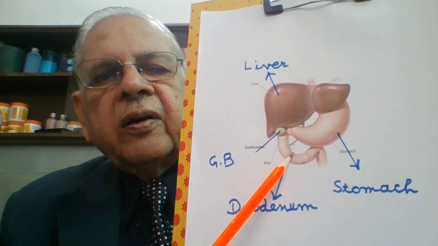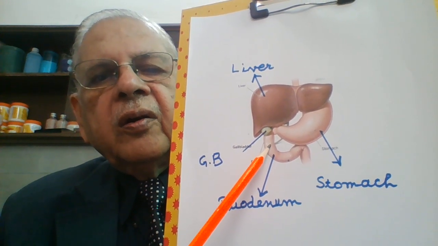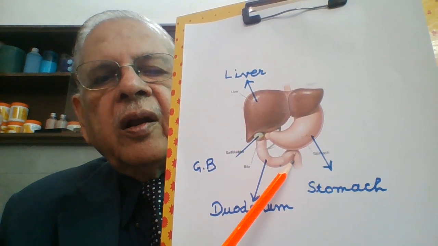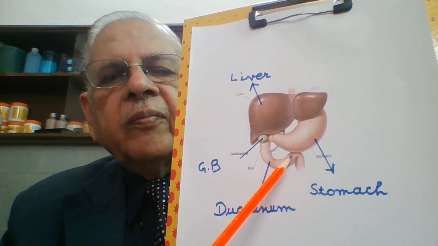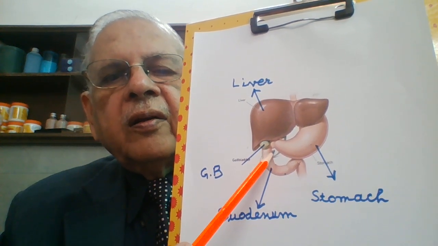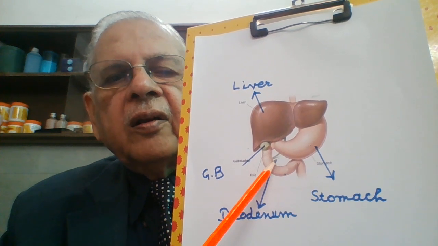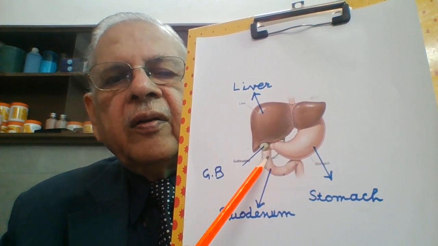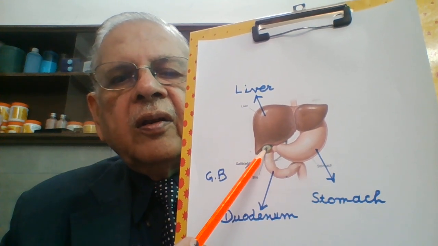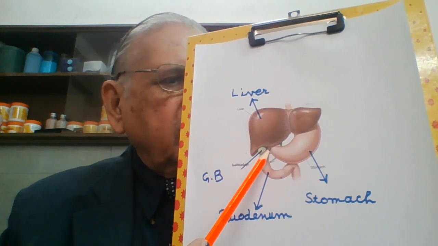You know, the small intestine has three parts. The first part is called duodenum, the second part is called jejunum, and the third part is called ileum. The duodenum forms a C-shaped structure, with a C-shaped bend that I am not going to describe here, but this is the gallbladder which is present here, about which we are talking.